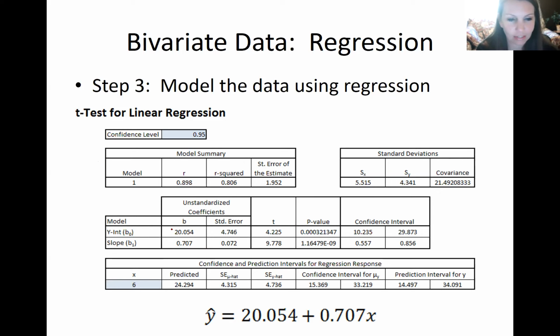So strike what I said to begin with. Top number intercept, bottom number slope. So we end up with y hat is equal to 20.054 plus 0.707 times x.